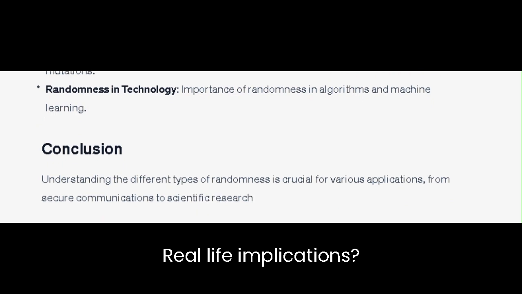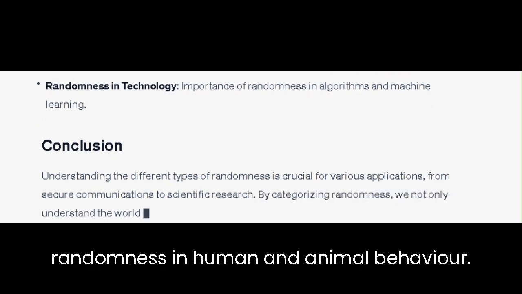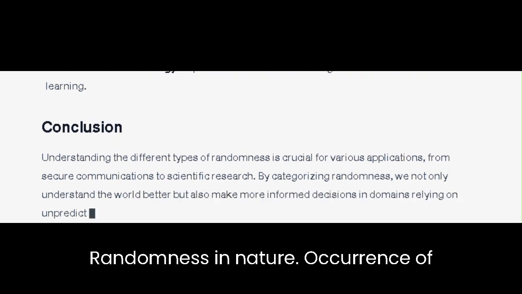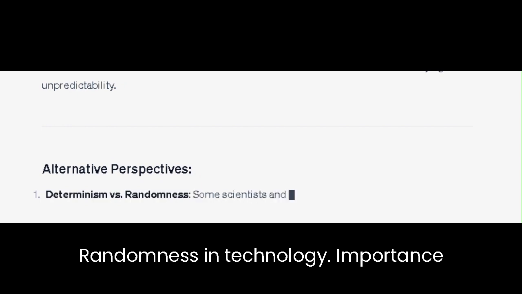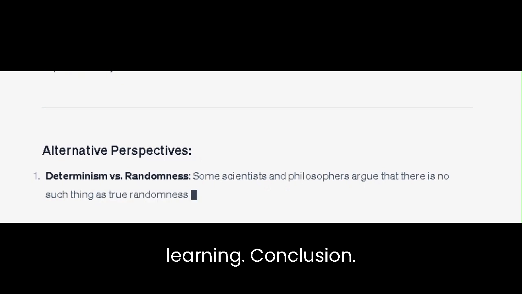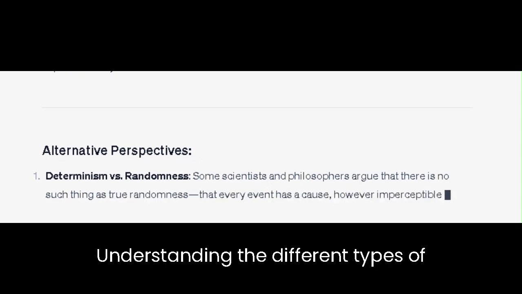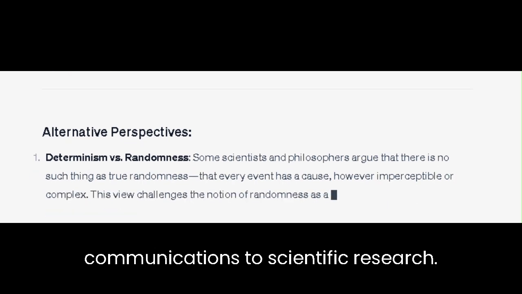Real-life implications. Randomness in decision-making, the role of randomness in human and animal behavior. Randomness in nature, the occurrence of randomness in natural phenomena like genetic mutations. Randomness in technology, the importance of randomness in algorithms and machine learning. Conclusion. Understanding the different types of randomness is crucial for various applications, from secure communications to scientific research.